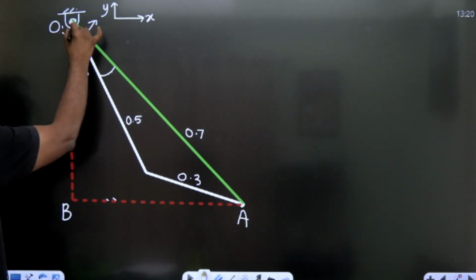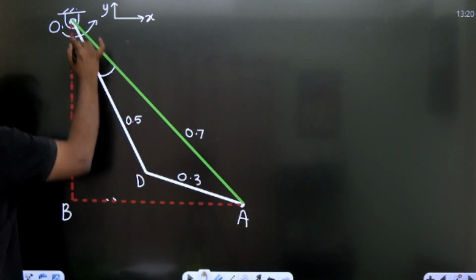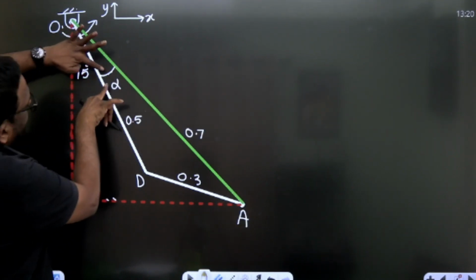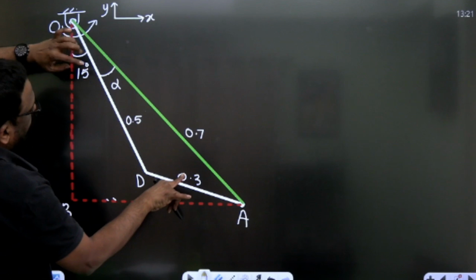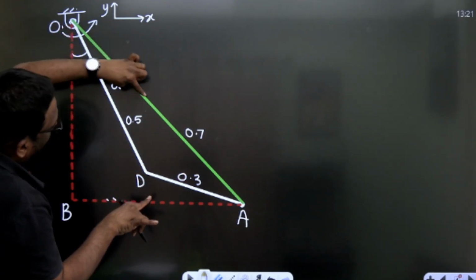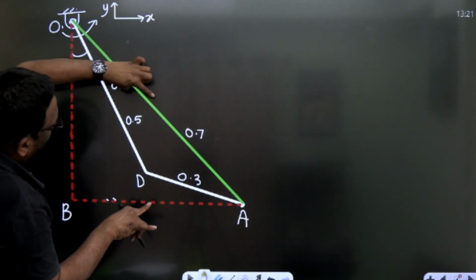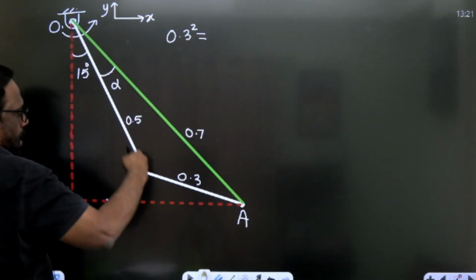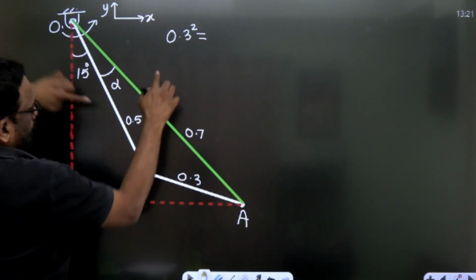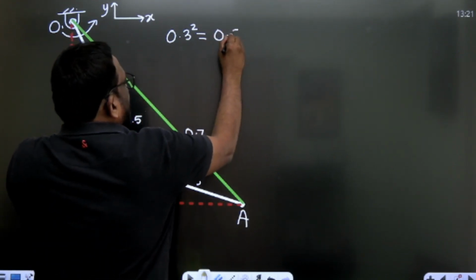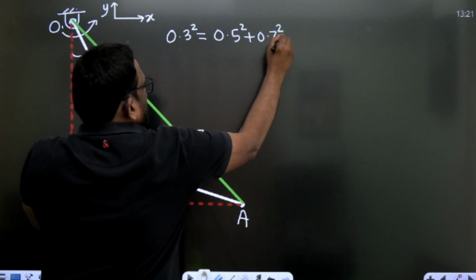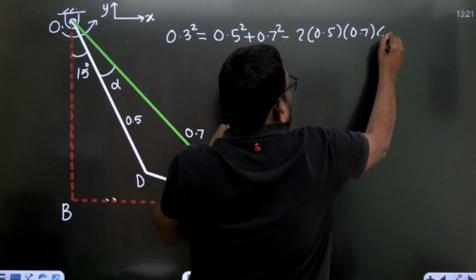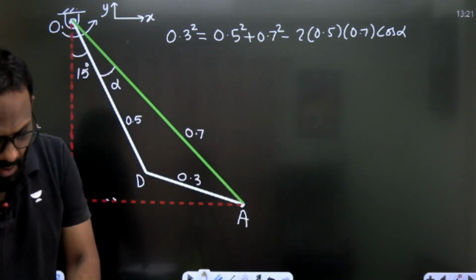Very simple, sir. Again, O, let us say this is D. ODA. Let me apply cos rule. Let this angle be some alpha. So can I write this square? 0.3 square is equal to 0.5 square plus 0.7 square minus 2 into 0.5 into 0.7 into cos alpha. Yes, sir. I am applying cos rule for this triangle ODA. Simple rule. So, कितना आ रहा है sir?